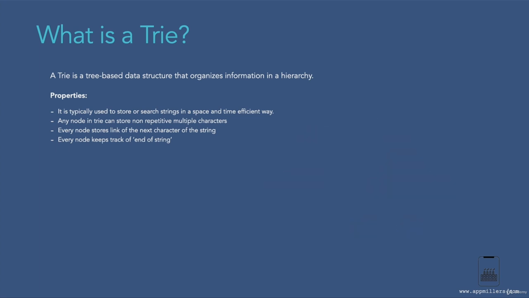So the first property is it's typically used to store or search strings in a space and time efficient way. The second property is any node in a trie can store non-repetitive multiple characters. The third property is that every node stores a link to the next character of the string. And finally, the last property is that every node keeps track of the end of string. So let's look at them one by one. Basically, when we work with strings, our main goal is to make the search operation as efficient as possible. So in this case, the ideal data structure is the trie data structure.